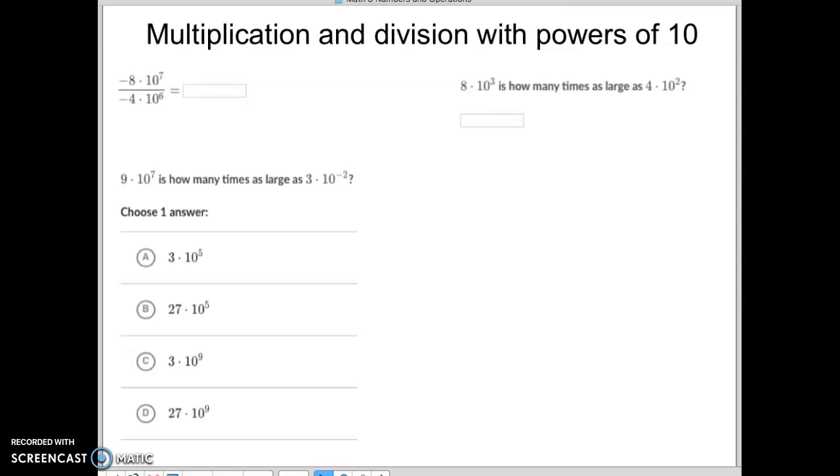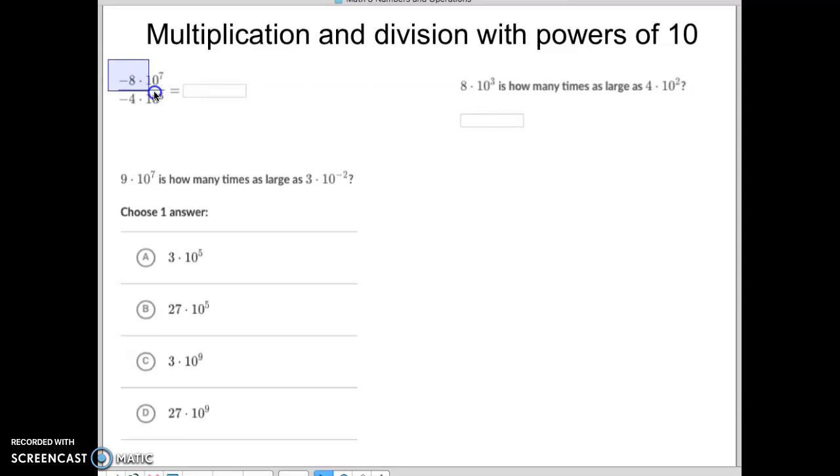Hey Math 8 students. So this Khan Academy, multiplication and division with powers of 10, is only difficult because there's several different ways they ask questions of you, and I'm going to go through many of them with you. None of them are particularly hard, but they all need a little bit of thinking. So let's go with this.